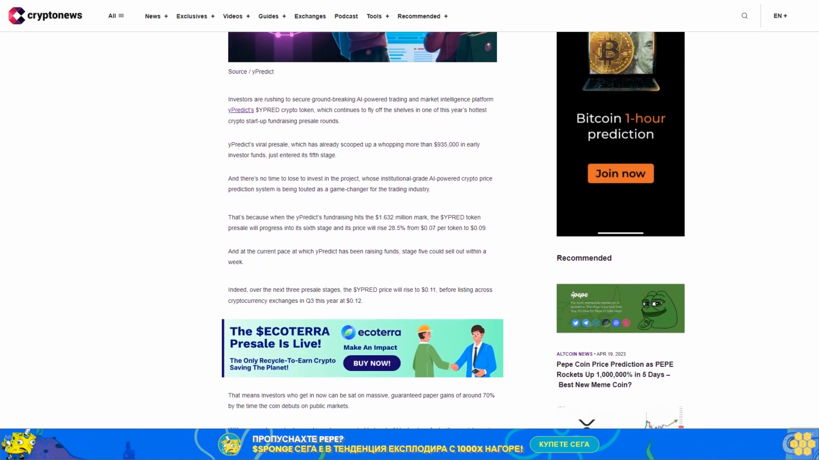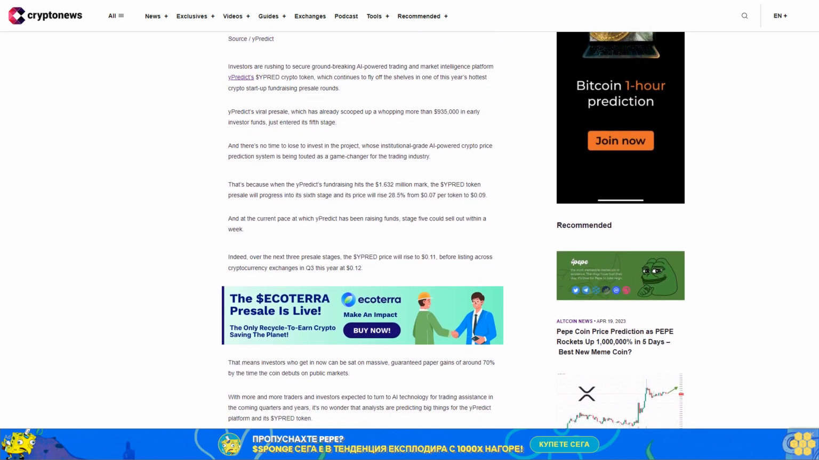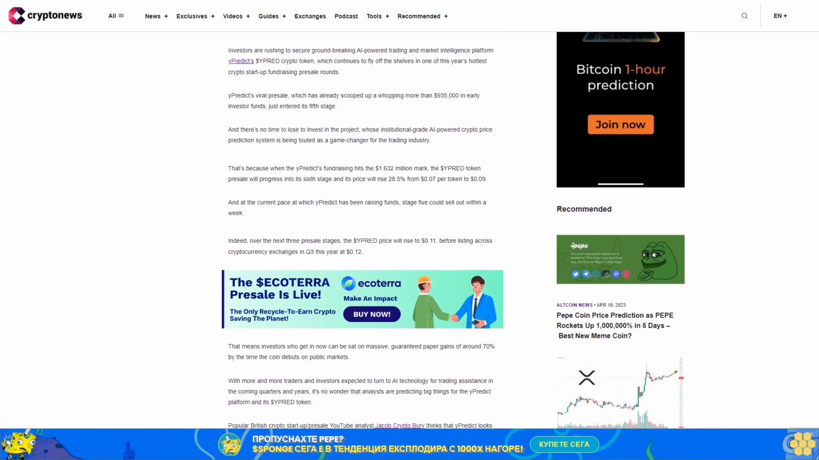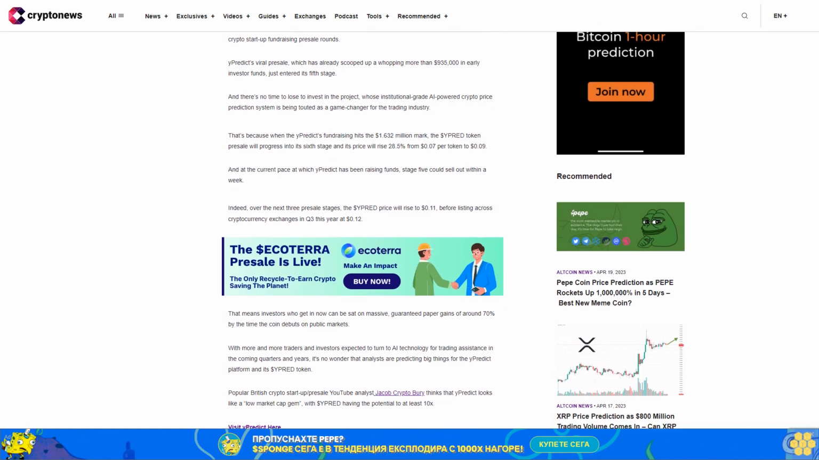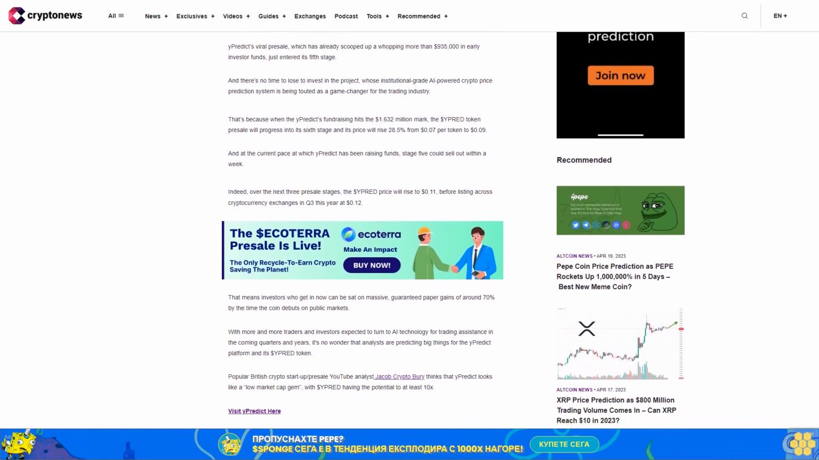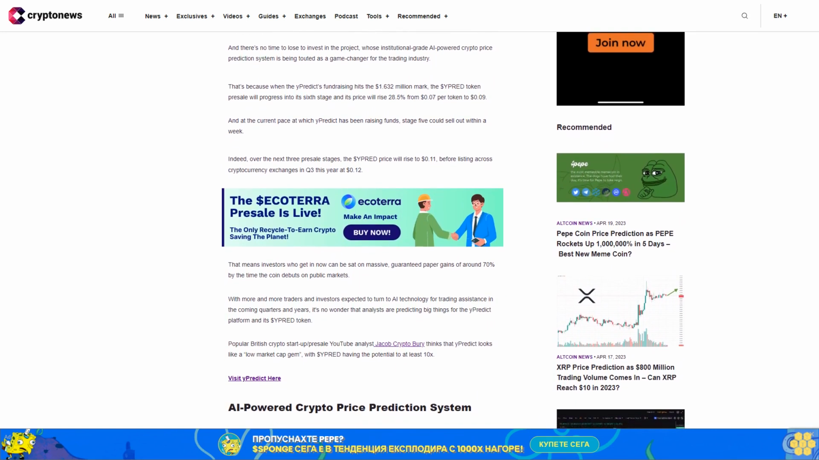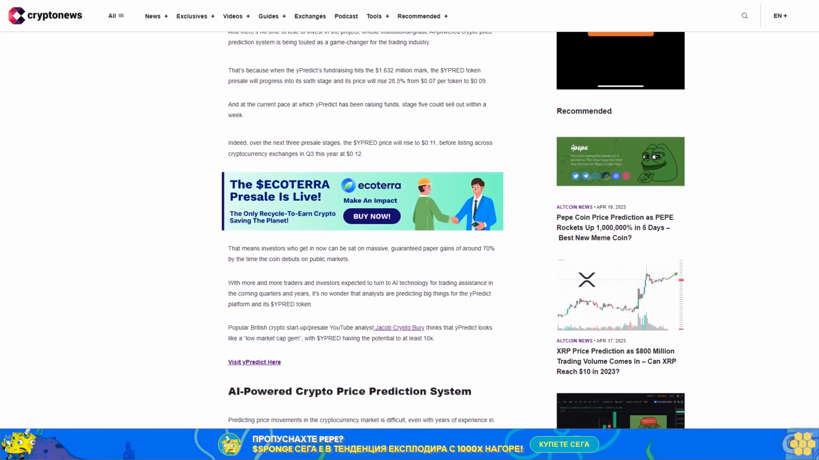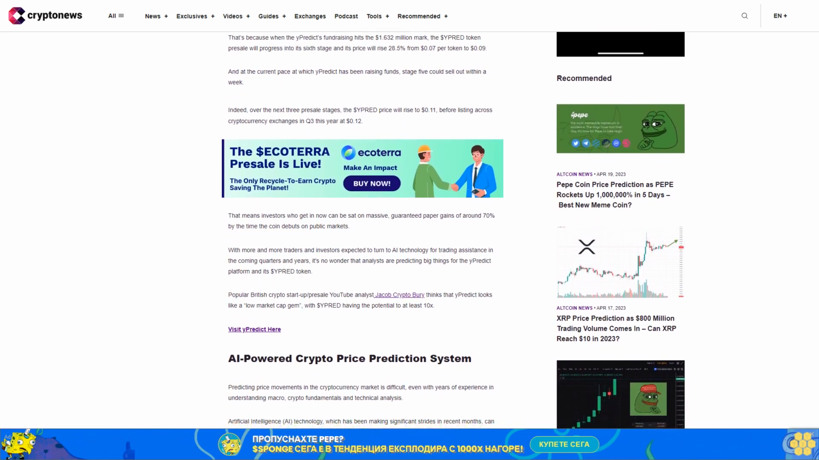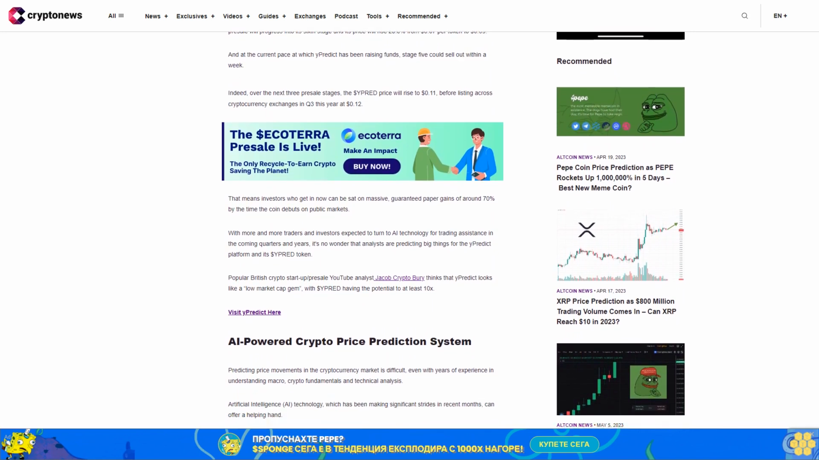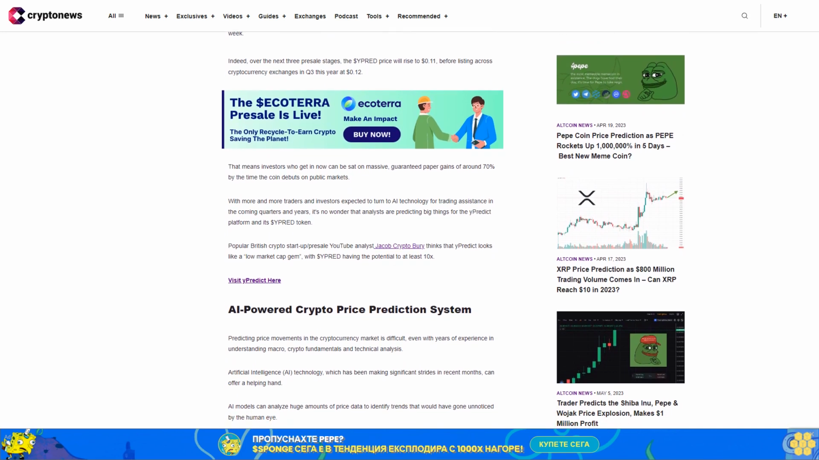That's because when yPredict's fundraising hits the $1.632 million mark, the yPred token presale will progress into its sixth stage and its price will rise 28.5% from 7 cents per token to 9 cents. And at the current pace at which yPredict has been raising funds, stage 5 could sell out within a week. Indeed, over the next 3 presale stages, the yPred price will rise to 11 cents before listing across cryptocurrency exchanges in Q3 this year at 12 cents. That means investors who get in now can be sat on massive paper gains of around 70% by the time the coin debuts on public markets.